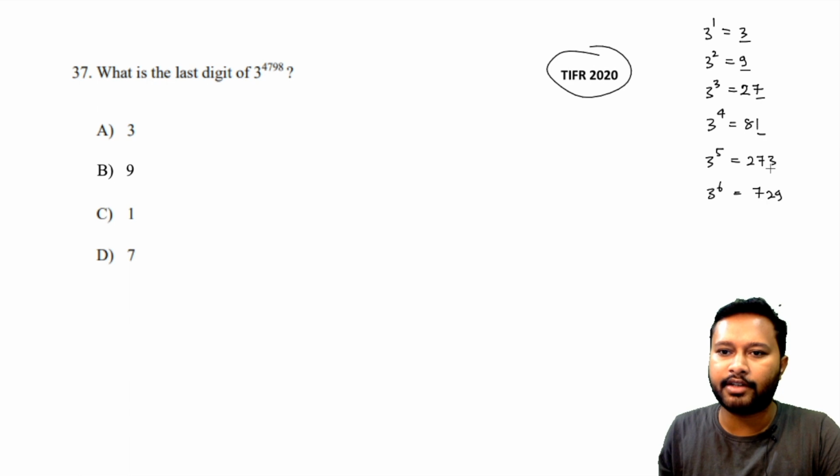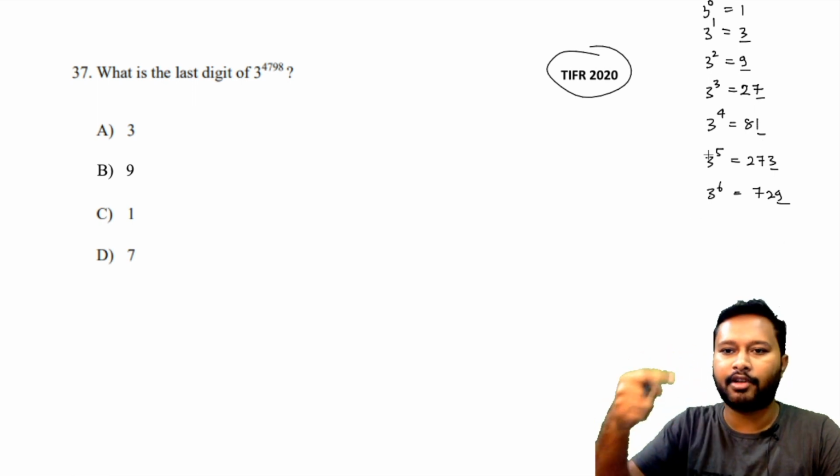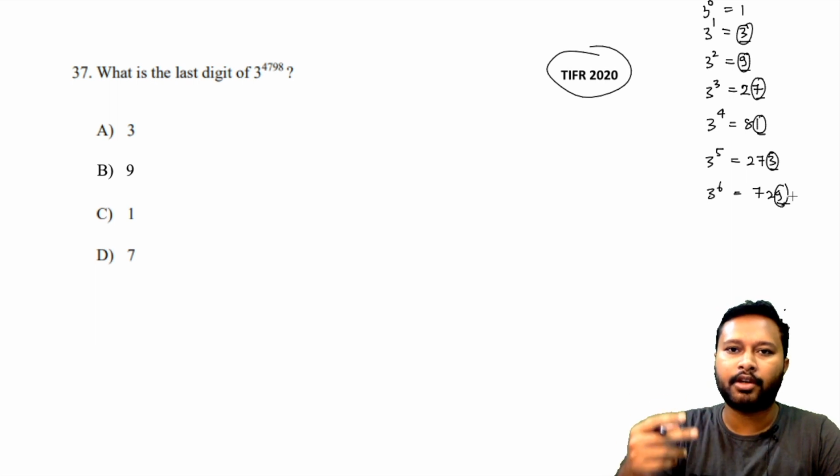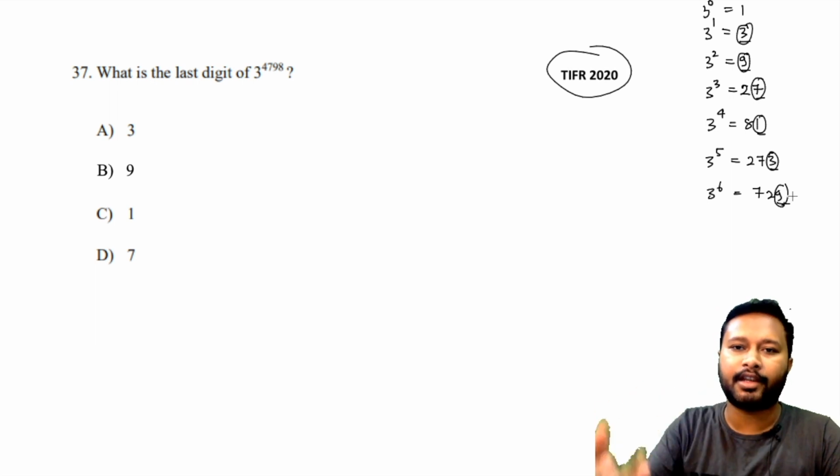The unit digit is repeating itself after a cycle of 4. You can see 3, 9, 7. Let's make one more here, 3 to the power 0, that will be 1. So 1, 3, 9, 7, then 1, 3, 9, and again 7. So a cycle of 1, 3, 9, 7 is getting followed in the unit digit. That means after every 4 powers, the cycle is going to repeat itself.